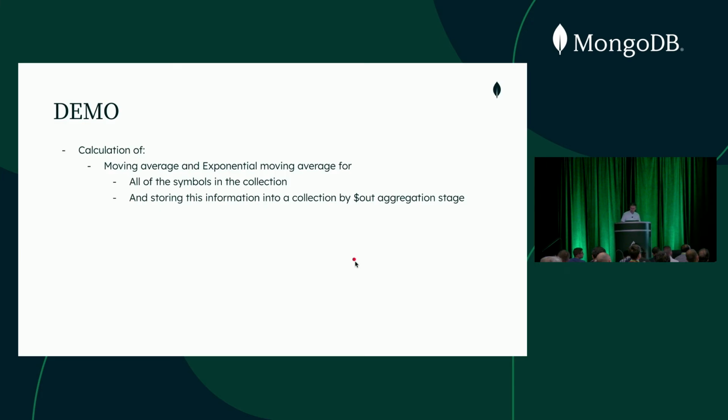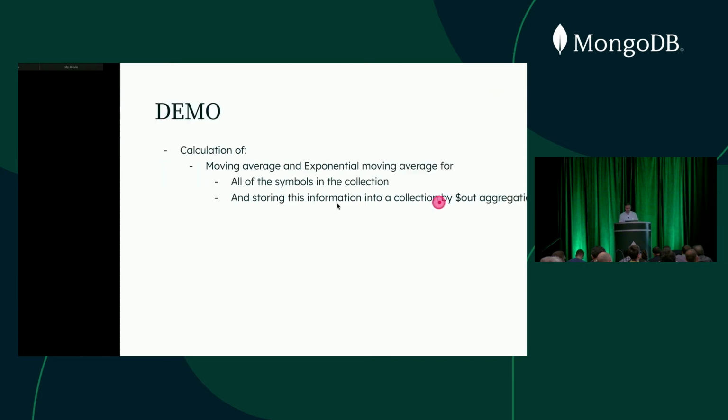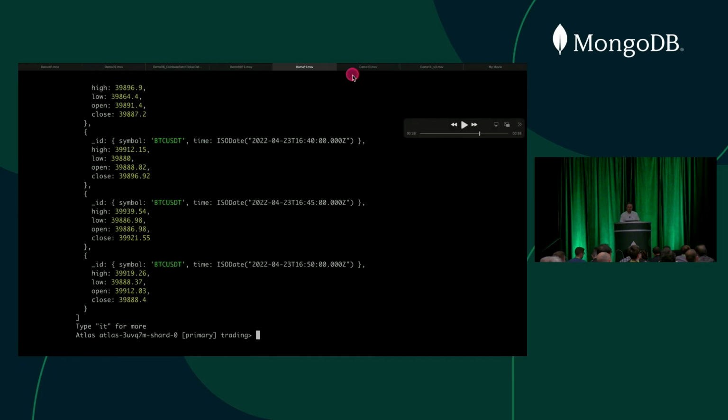So let me show you a quick demo. In this demo, I will calculate moving average and exponential moving average for all of the symbols, cryptocurrencies in the collection, and load this data into another collection by using a $out aggregation stage. All right.